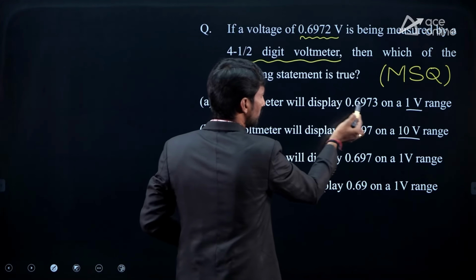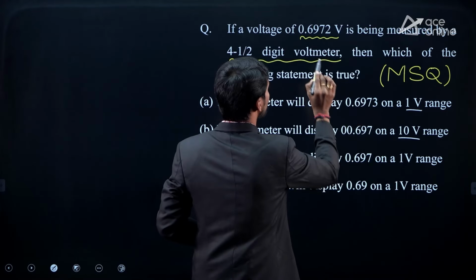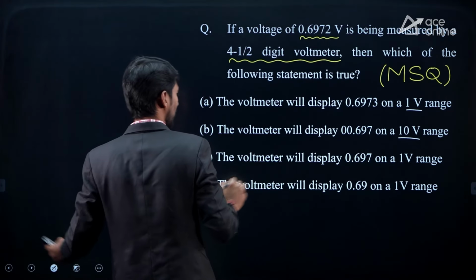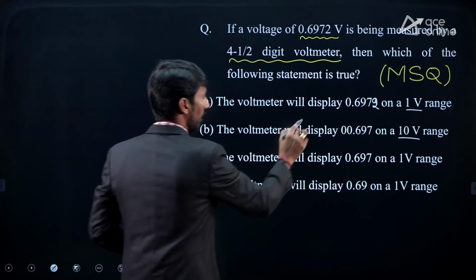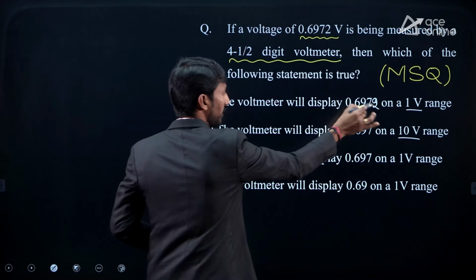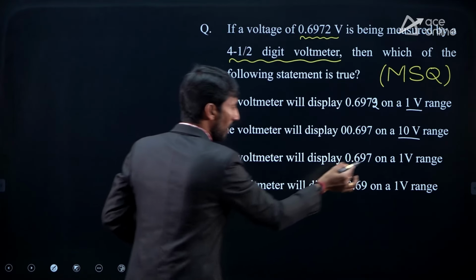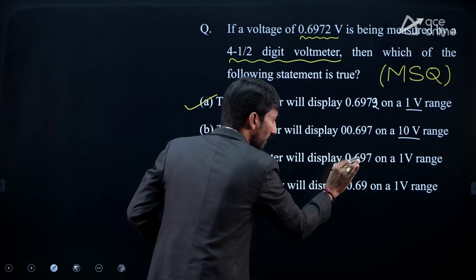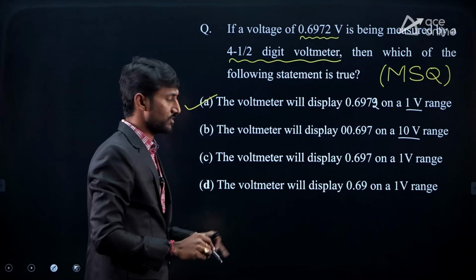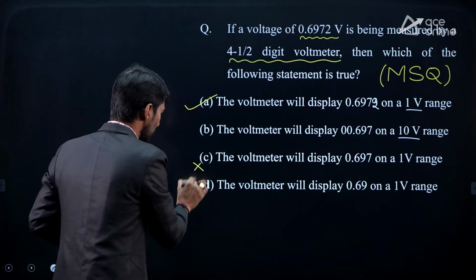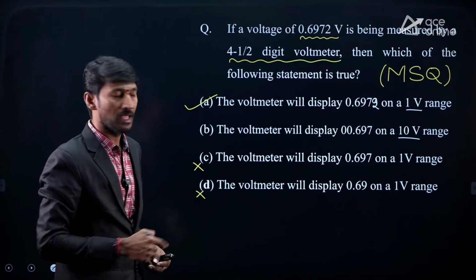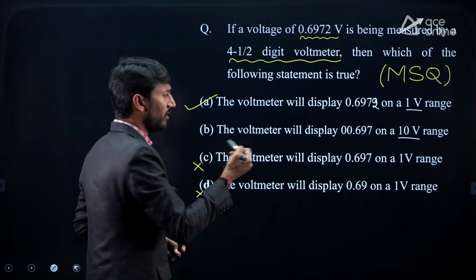Now let us verify the options. On the 1 volt range, 0.6972. Okay, so the first option is correct. On the 1 volt range, 0.697, one number is missed. On the 1 volt range, 0.69 only. So this is wrong, this is also wrong. So the first is correct.